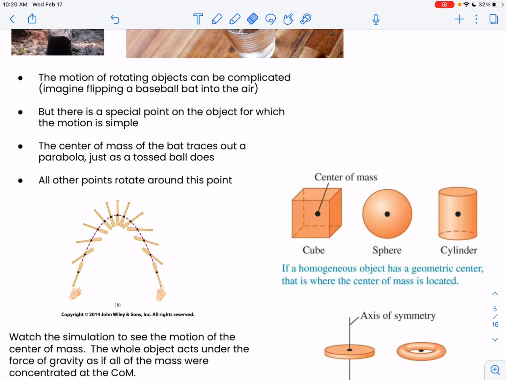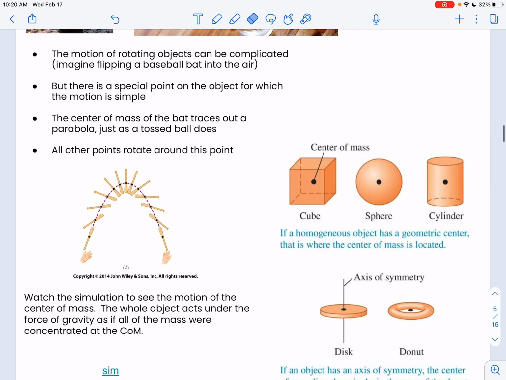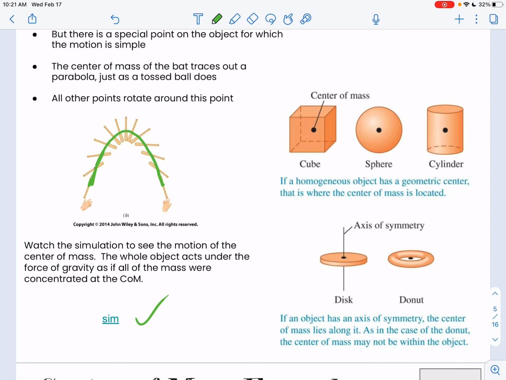Rotating objects can be a little bit complicated, but it's actually not, because if you follow the center of mass of the object, that force of gravity acts on it just as if it were a point particle, even though the bat is spinning around it. So the center of mass is where the forces would act. If you check out this simulation, you can see a live version of it.